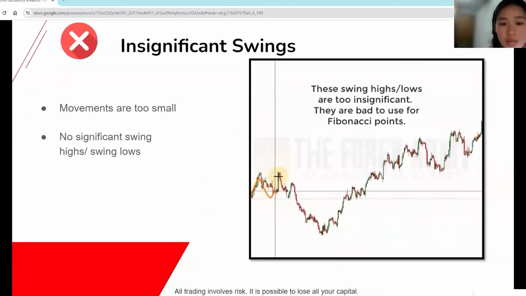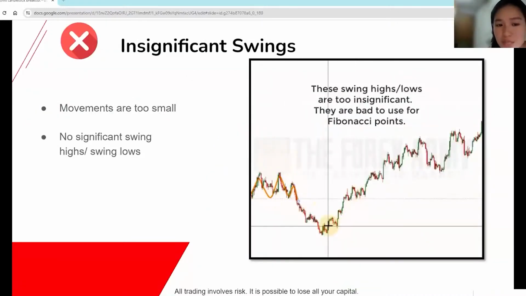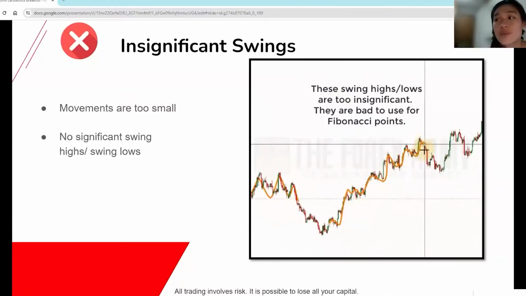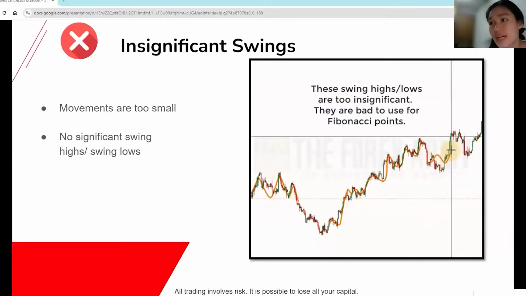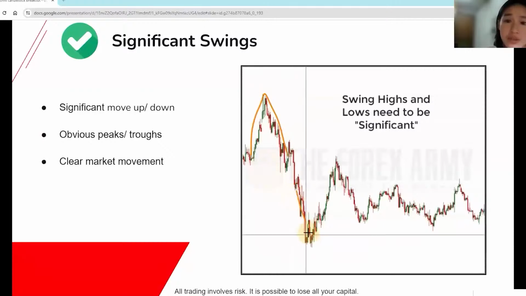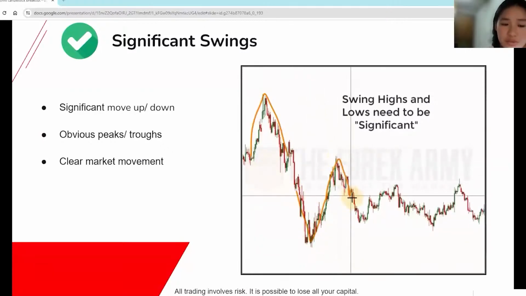So for example, here we have an insignificant swing. These are bad points to use for Fibonacci, and not just Fibonacci, but any kind of analysis as well. This is the kind of shape that we want to be looking for, with significant moves up and down.